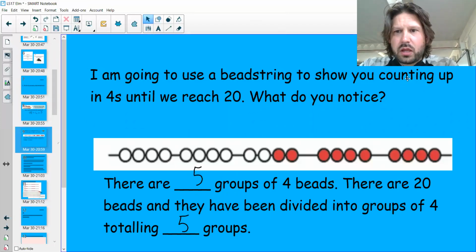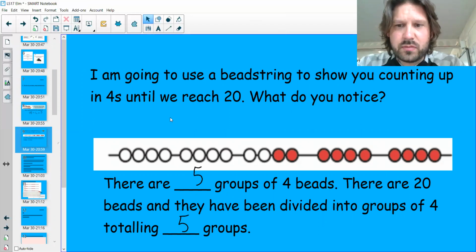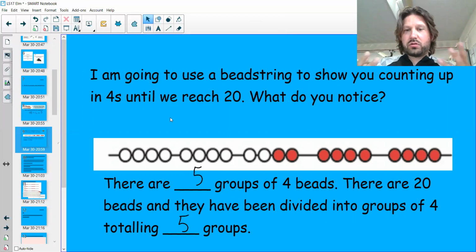So we were going to use a bead string, but obviously that's really difficult. But what you could do is draw your beads onto a page, and you could colour in some and leave some as just circles. So as you can see, I've got a number sentence here, which I would like you to copy down.